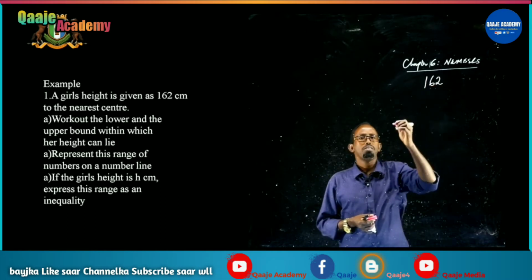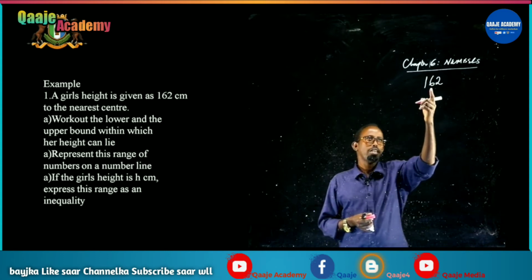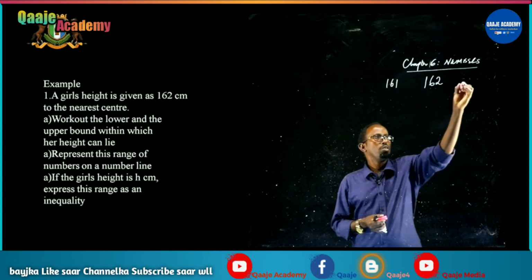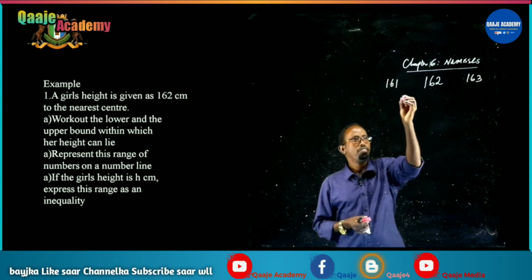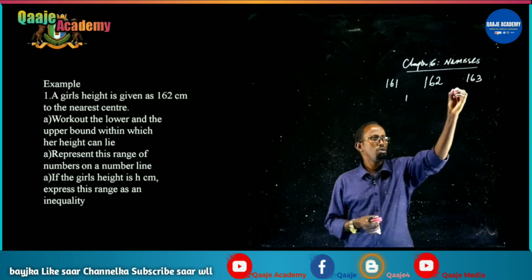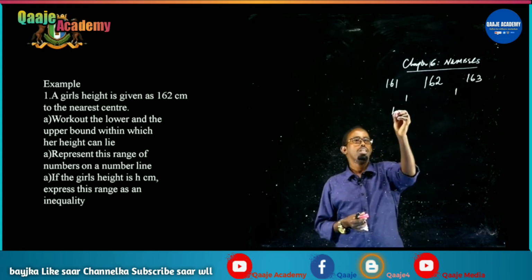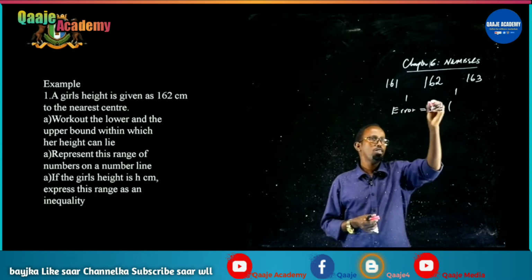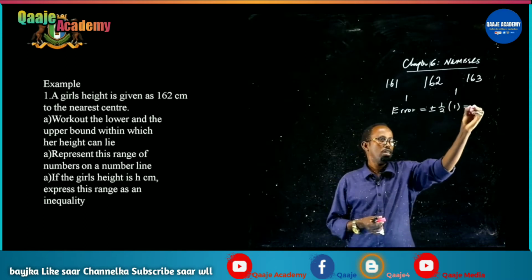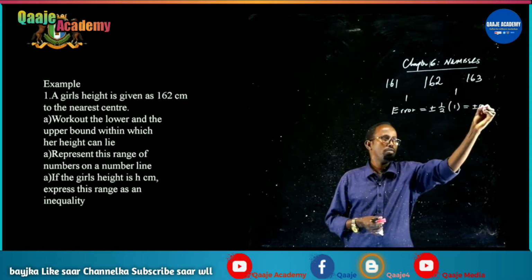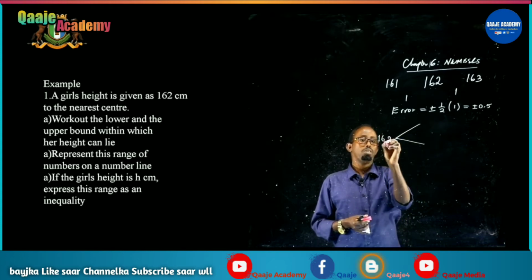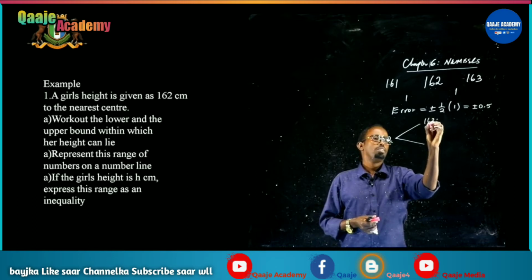Now, since the chapter is limits of accuracy, we are told the girl's height is 162 centimeters. This is measured to the nearest centimeter. We have 161 and then 163. So the difference is 1. The difference is also 1. So therefore, you say the error will be equal to plus or minus half into bracket the least unit of measurement, which is 1. And then I get plus or minus 0.5. So the upper bound of 162 will be 162.5 and then 161.5.